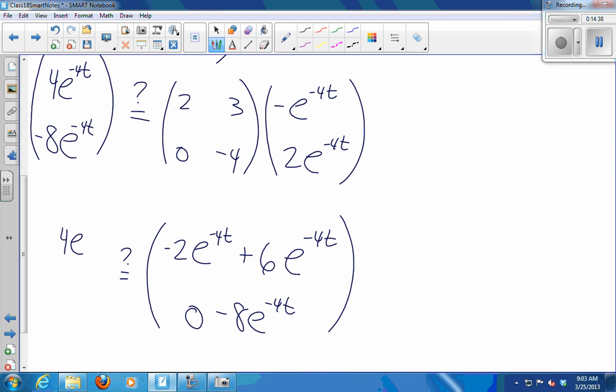Does that equal the derivative vector? Yes. Negative 2 plus 6 does give me 4, and 0 minus 8 does give me negative 8. So these are the same. All right, good. So we're getting more comfortable with the matrix notation. We can verify that given solutions are in fact solutions.